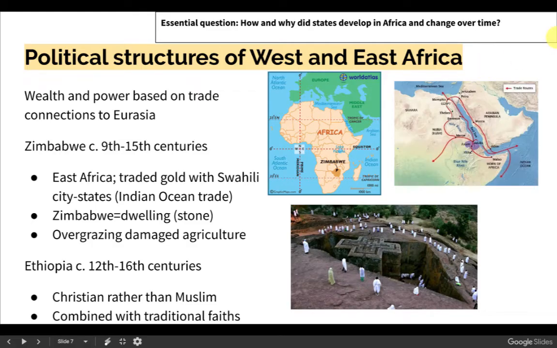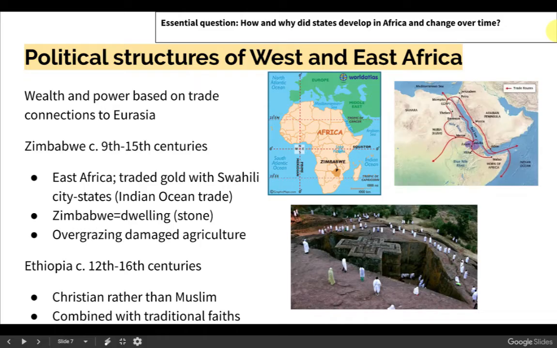Blessed with rich gold deposits, Zimbabwe used revenue from taxing the gold trade to build stone cities and protective walls, some of which still stand today. As you can see on the map, Zimbabwe is not on the coast. Its connection to the Indian Ocean trade relied on the Swahili city-states, and they are located right next to Zimbabwe, up and down the coast here of East Africa. Agriculture and animal grazing provided food, but by the 15th century, overgrazing had made the land sterile, and the kingdom declined due to lack of food.